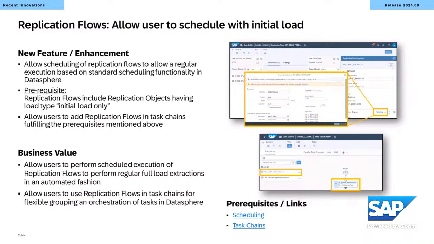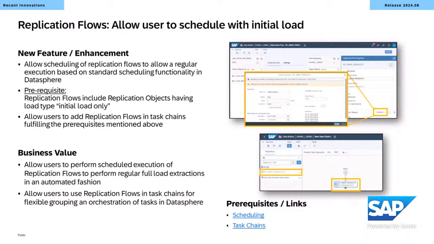So you can schedule replication flows that fulfill the prerequisite of having the load type initial only. If you have a replication flow with other load types like initial and delta, this would not work, as the scheduling really happens on a replication flow level and not on a single replication object or dataset level. We are planning to enhance that in the future as well, but this is the current state of a first delivery: for small data sets, or data sets not fulfilling the criteria for delta load, you can also perform a scheduled execution of a replication flow.